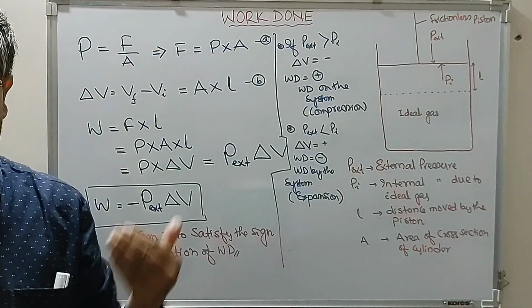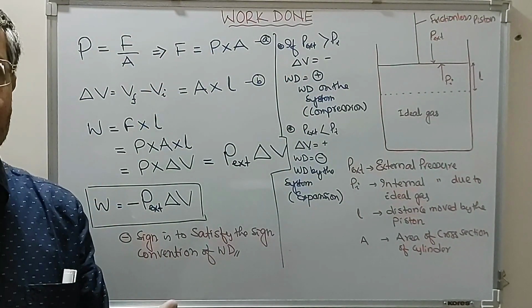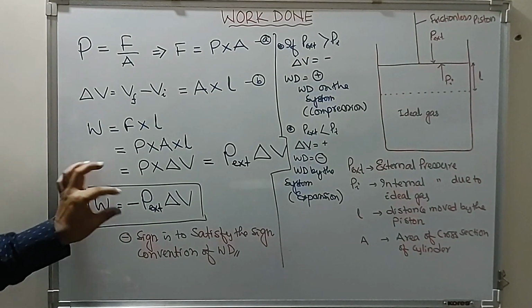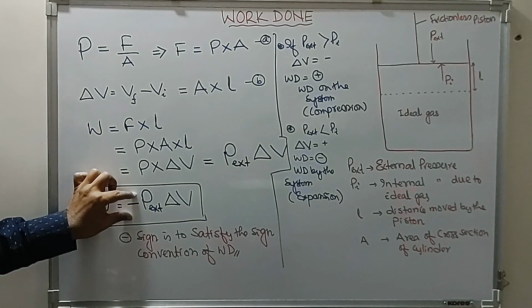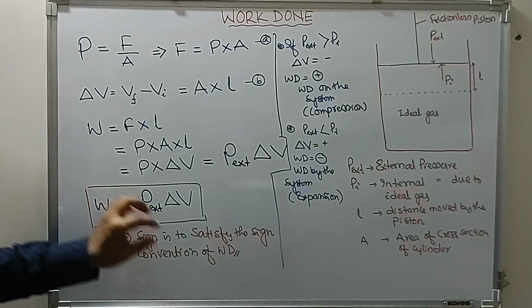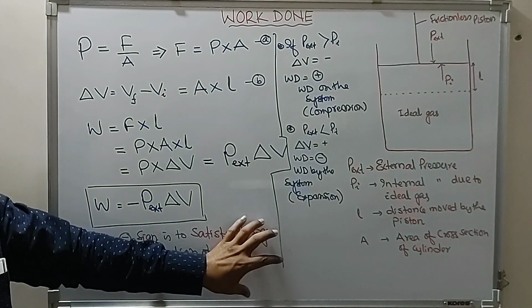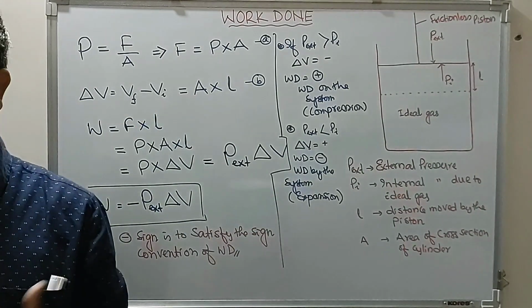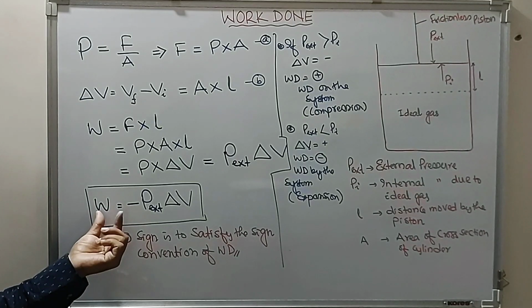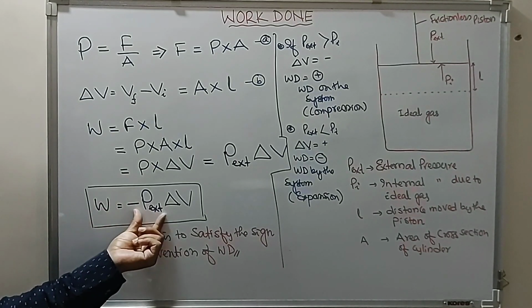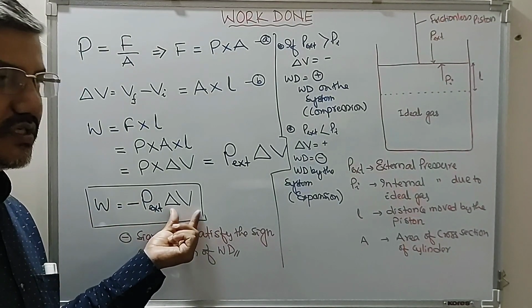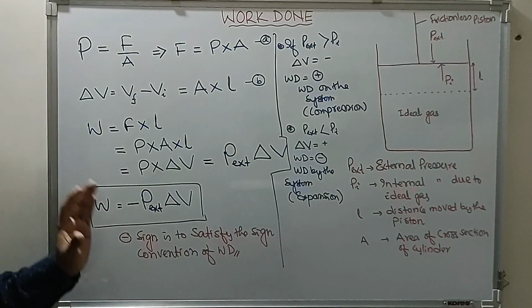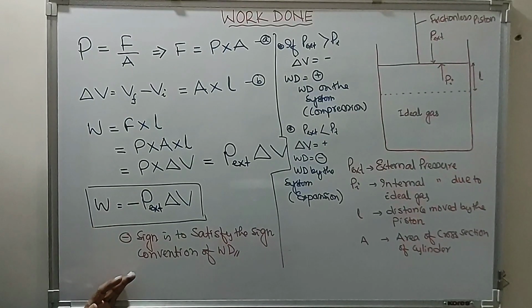So work done should be negative. To make this negative, again we have to use this sign convention. So this minus sign is just to satisfy the convention of sign. So whenever we use the work done involving an ideal gas, we will use this expression. This work done is equal to minus P external into change in volume. So this is what we define as pressure-volume work.